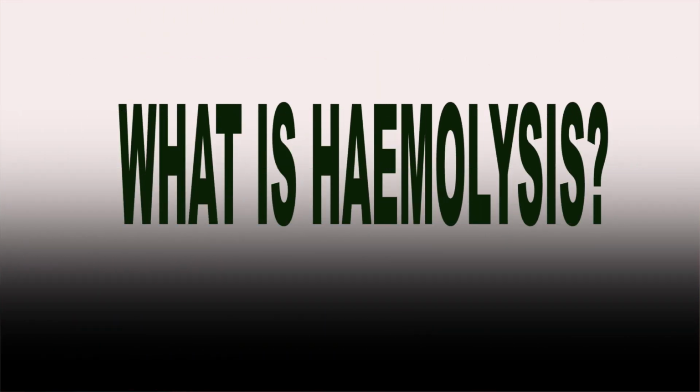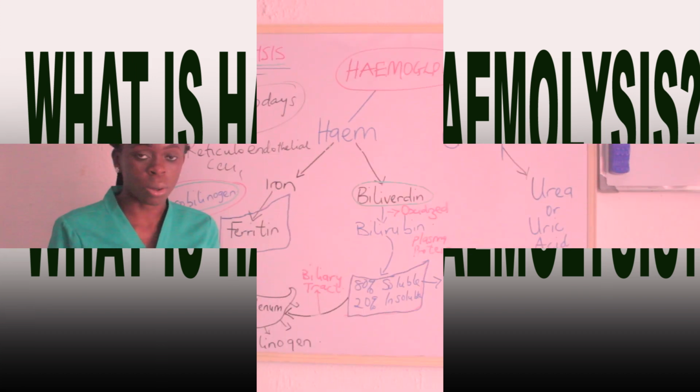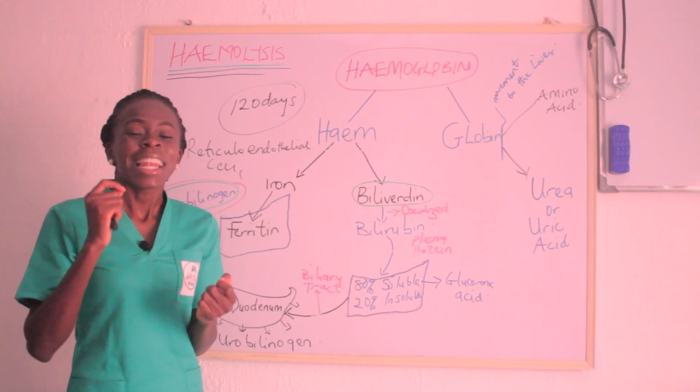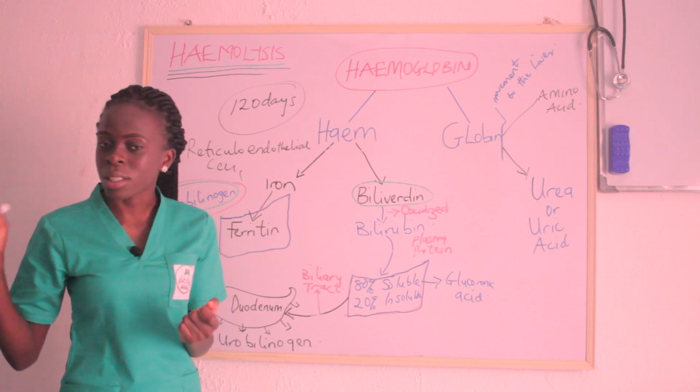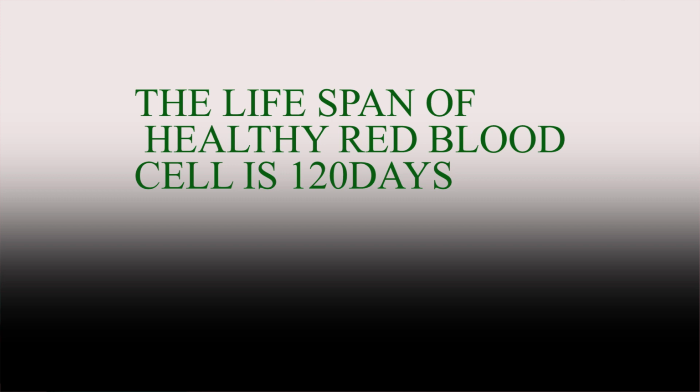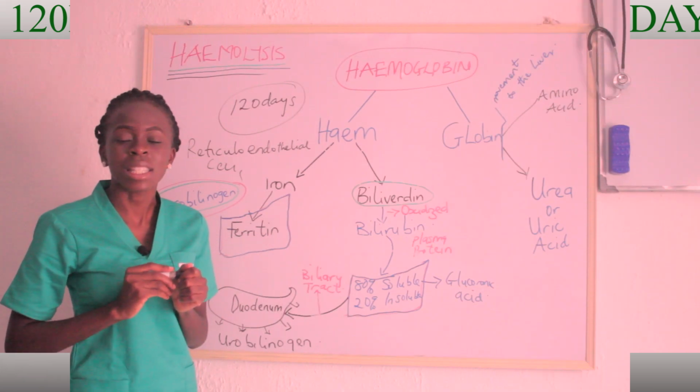So what is hemolysis? Hemolysis is simply the breakdown of red blood cells. The lifespan of every red blood cell is 120 days.